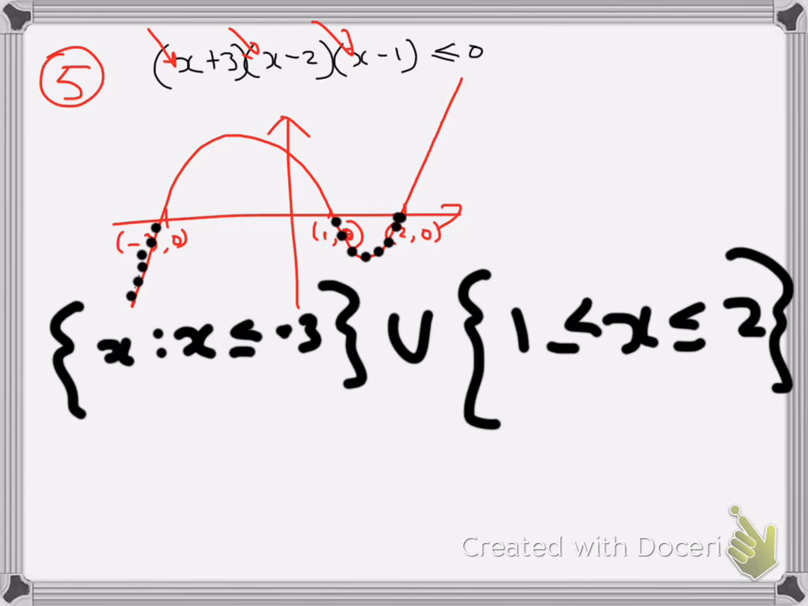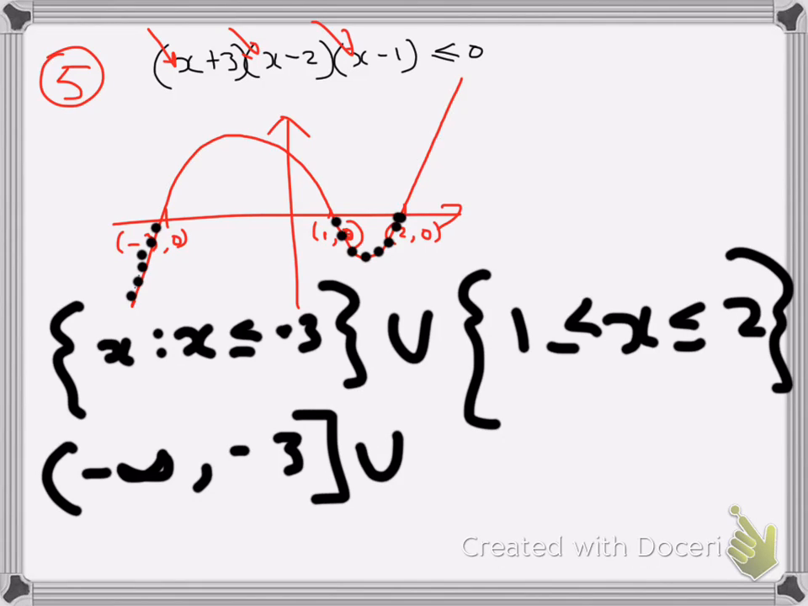Alright, so that's how you do that. Now, of course, the alternative way is to use those square and round brackets. You could say less than or equal to −3. Well, that's all the way from negative infinity up to and including −3, as well as the section from 1 to 2, including 1 and 2.